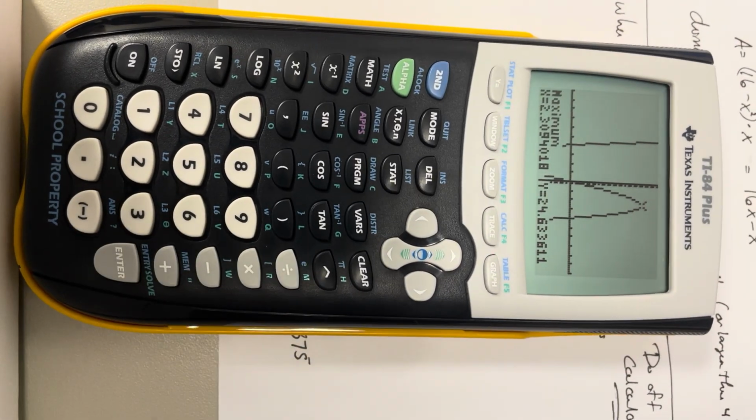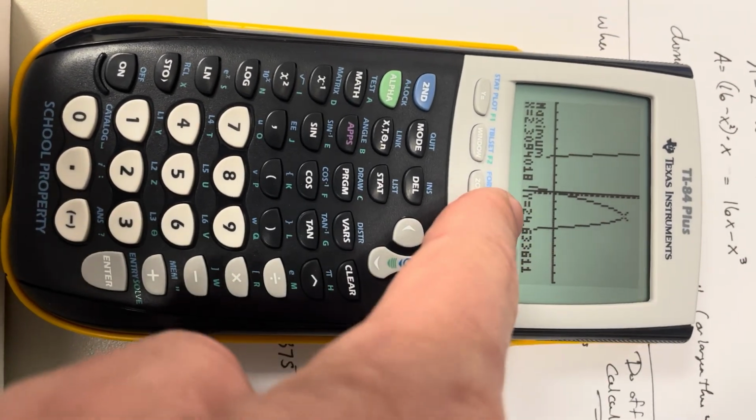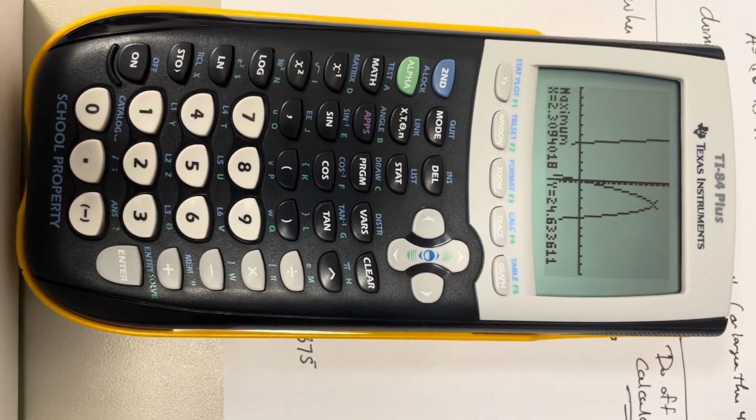Okay? All right. What is the area, by the way? It's 24.63 square units, approximately.